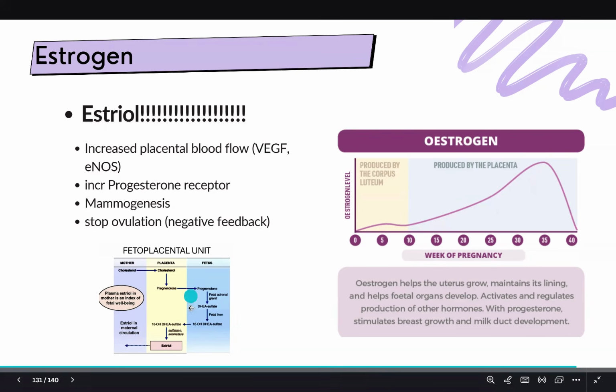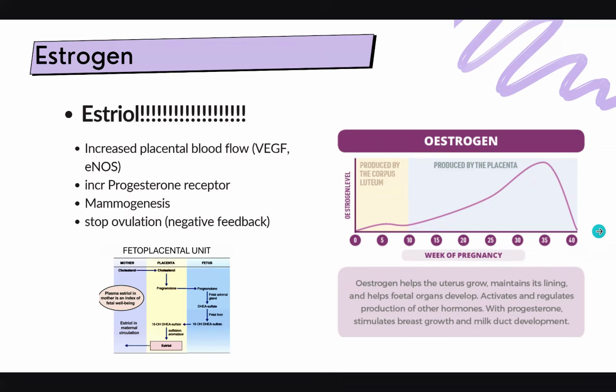Now, if there's any problem to the fetus, then there is no dehydroepiandrosterone made, and the level of estriol, which is normally supposed to be made in pregnancy by the placenta, decreases. Why? Because there's a problem in the fetus. All right. So the level of estriol is important as an indicator of the health of the fetus itself.